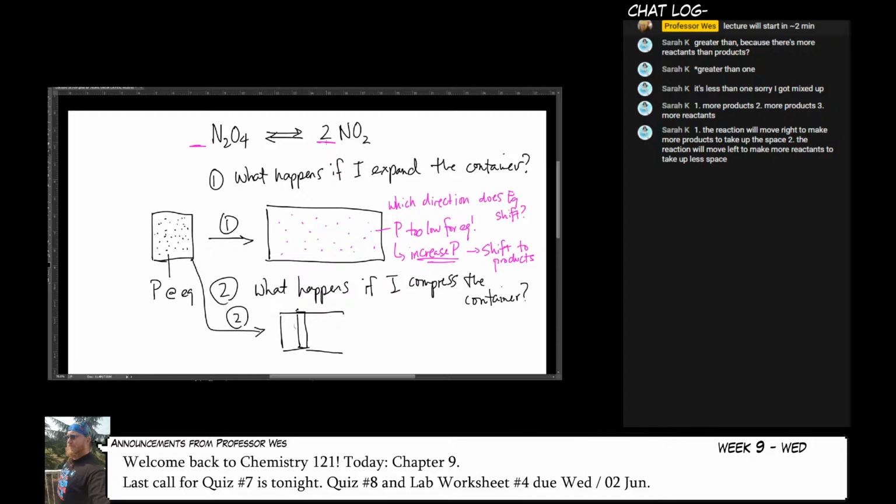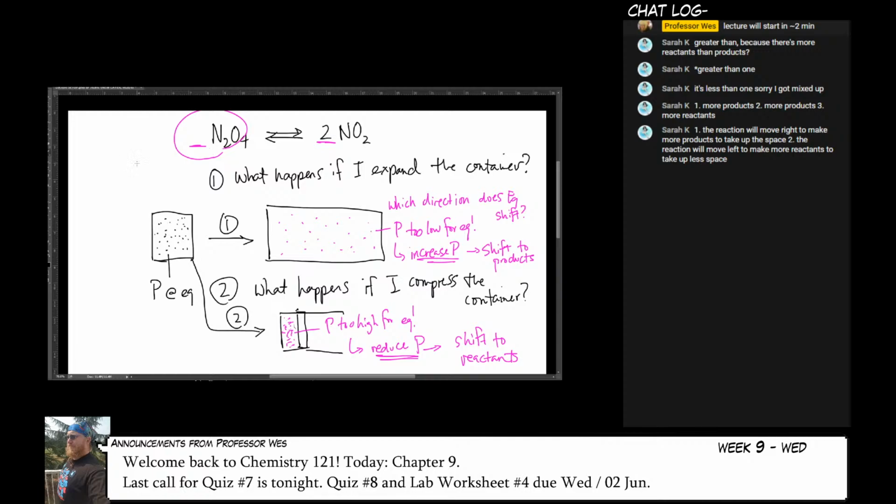Now if I compress the container, now everything is in this tiny space here. And the pressure is too high for equilibrium. So I need to reduce the pressure. And so I would shift to the reactants in this case, because there are fewer reactants in terms of moles.